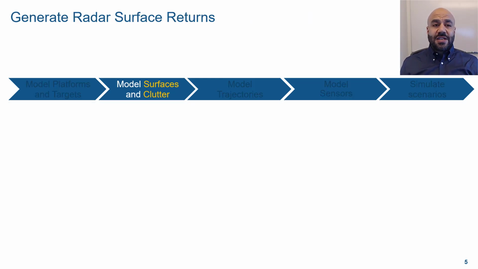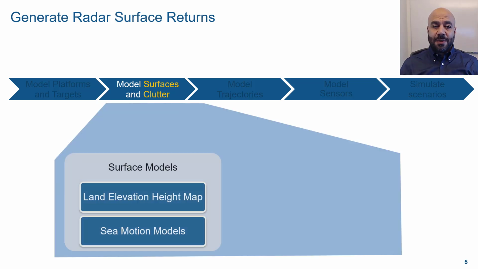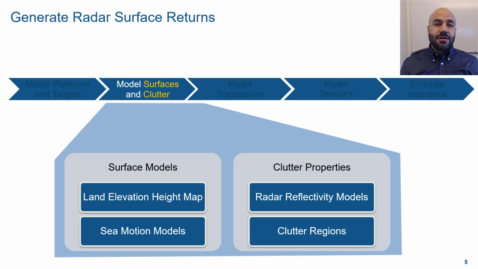To generate the radar surface returns, there are two steps that we take. We model the surfaces. For the land, we model the land elevation height map, and for the sea, we model the sea motion. And then we define the clutter properties. We specify the radar reflectivity model for these surfaces, and we also specify the regions that we want to generate these reflections from. Let's start with land surfaces and go through the details of it.